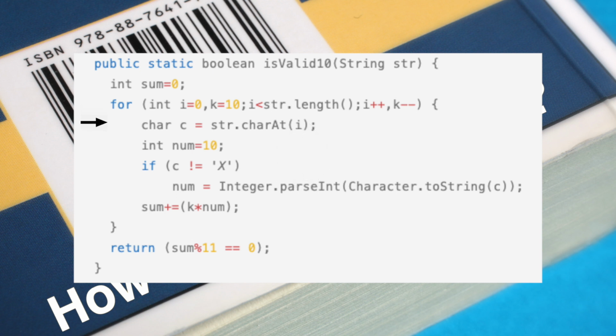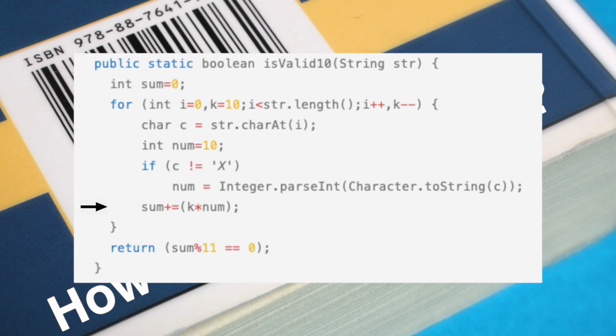Inside the loop, each character in the incoming string is assigned to the character variable, c. Next, the primitive integer num is initialized to 10. Next, if our character is not equal to x, the character is converted to an integer and assigned to the variable num, overriding the initial value of 10. The 10th digit in an ISBN can be an x. This last x simply means 10. When the character is equal to x, the variable, num, is unaltered.